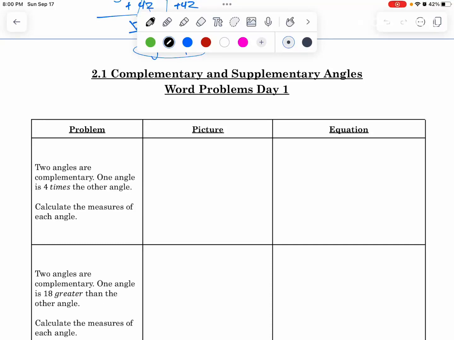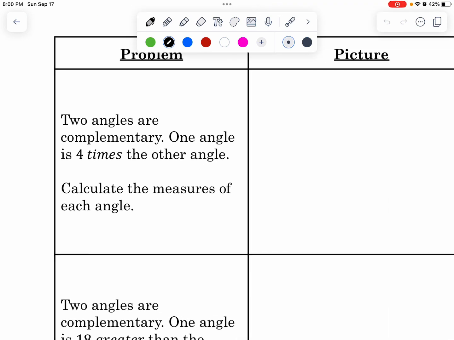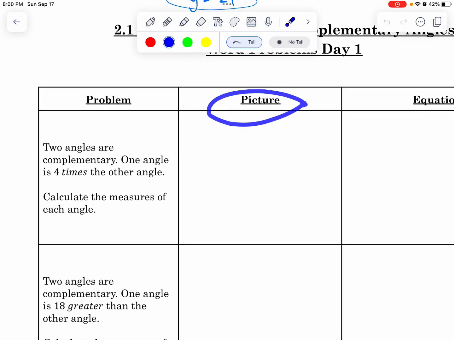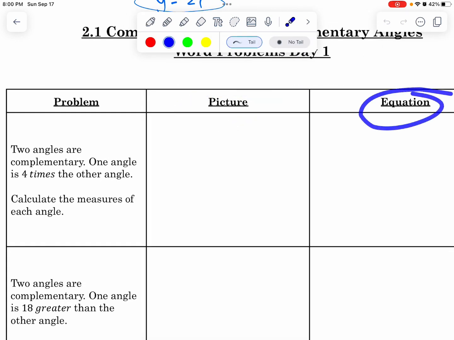Hi guys, we are at the end of the packet here, and what we're going to be talking about today is word problems, which is kind of scary to think about, but I'm going to try and simplify it as much as I can for you. So what we have here is a problem in words. We have to draw a picture, and then we have to write an equation and solve it, okay?